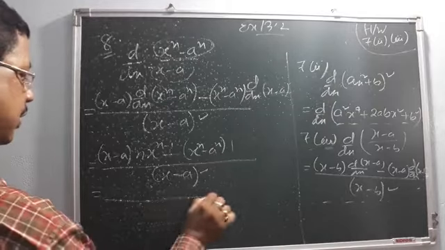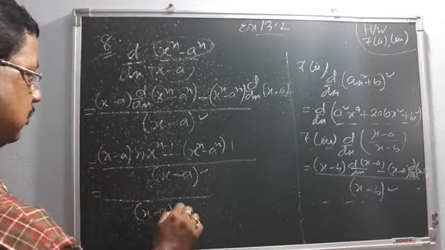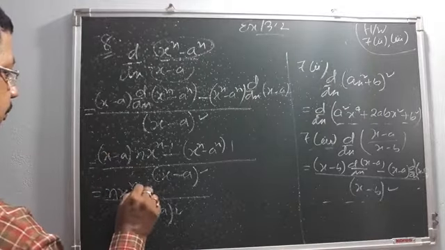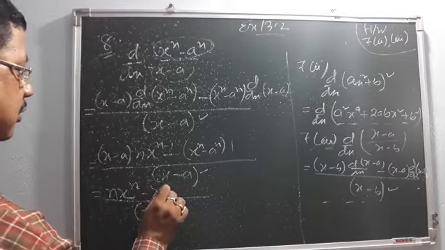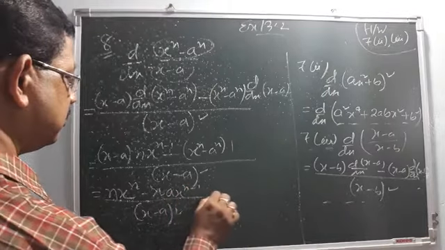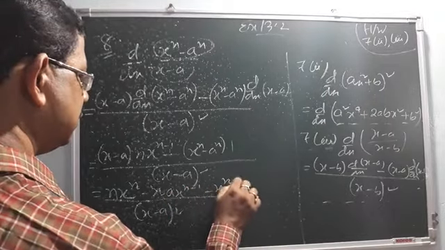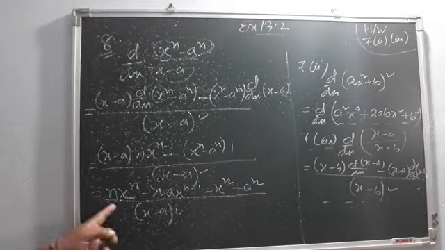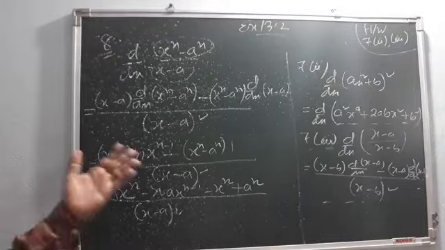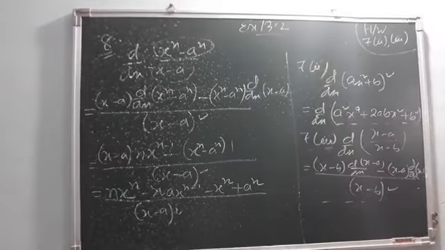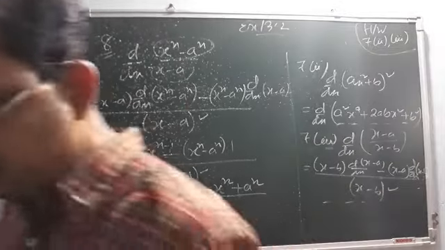Now if we break this bracket, it will be n x to the power n minus n a x to the power n minus 1 minus x to the power n plus a to the power n. You can take x to the power n common, or we can keep it like that. So this is the answer of that one. Students, you know it is u by v form, so that's why you can do it.